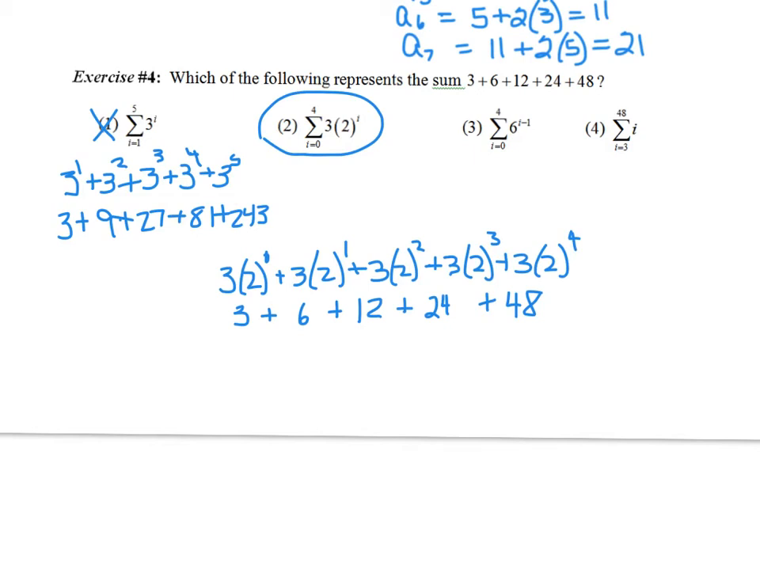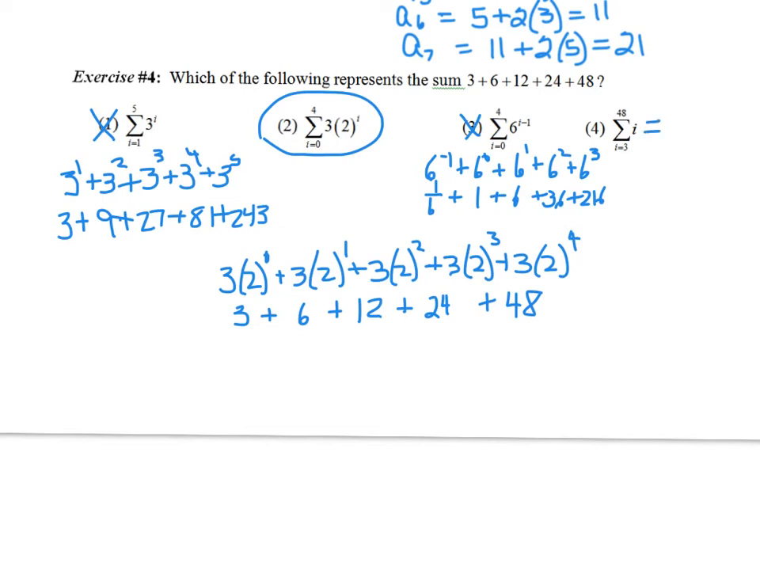For choice 3, this would be 6 to the 0 minus 1, so 6 to the minus 1. Then I'm going to put a 1 in for I, so 6 to the 0. Then I'm going to put a 2 in for I, so 6 to the first. Then I'm putting a 3 in for I, so 6 to the second. And then I'm putting a 4 in for I, 6 to the third. So clearly I would have 1/6 plus 1 plus 6 plus 36 plus 216, and that is also not the right match.